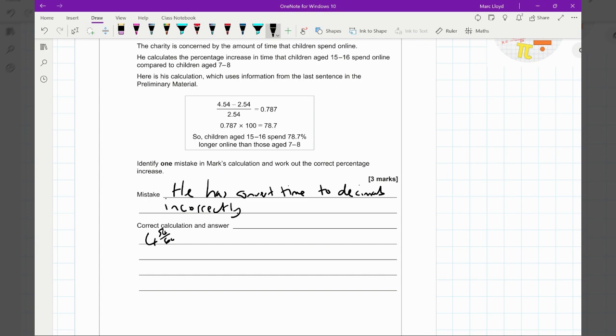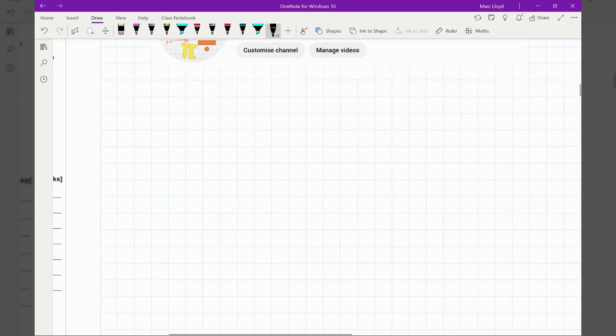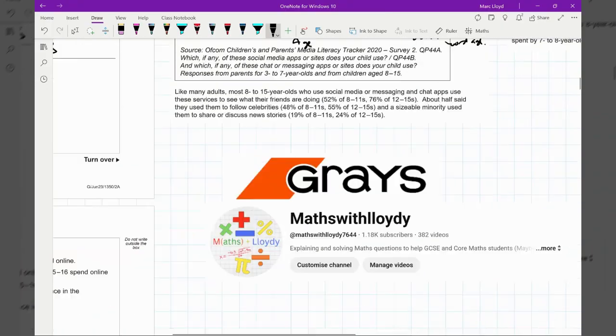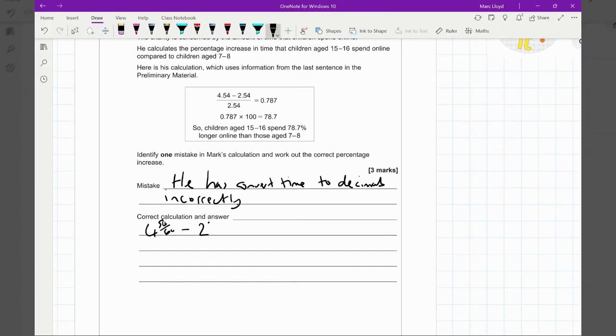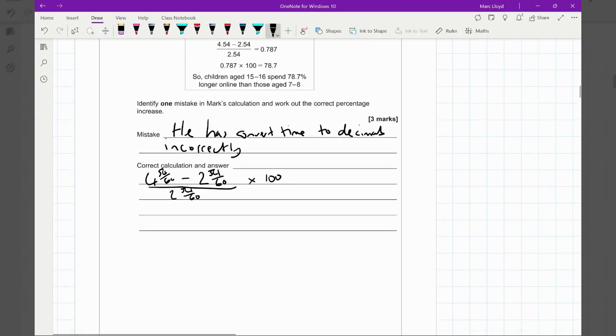Now, our calculators are powerful enough for us to just put this in. So is it 4 and 54 over 60 and 2 and 54 over 60? We'll check that. It is. Okay. 54 over 60. That's all going to be divided by 2 and 54 over 60. And then we're going to multiply by 100 to get to the answer. So we can put these in straight away without doing any converting. So 4 and 54 over 60.